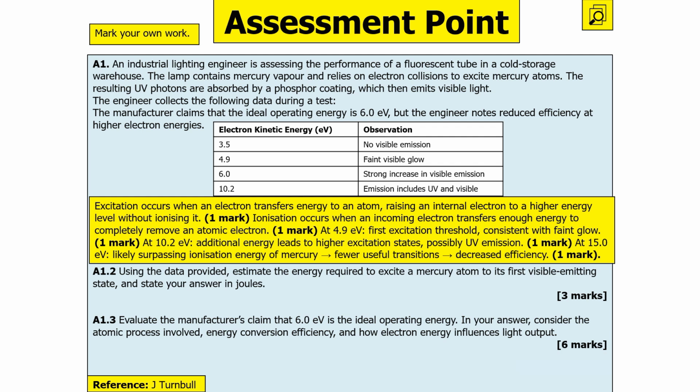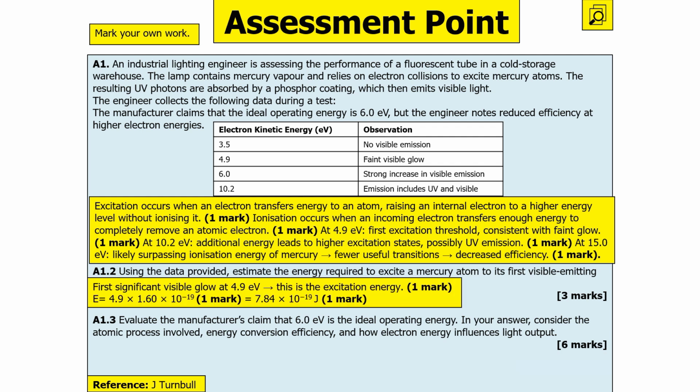Now in 1.2, the first significant visible glow you get is at 4.9 eV, so that must be an excitation energy. So to then work it out into joules, we multiply by 1.6 times 10 to the minus 19, so it's 7.84 times 10 to the minus 19 joules.